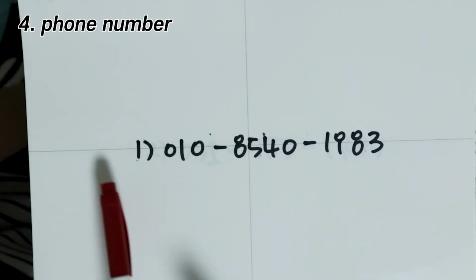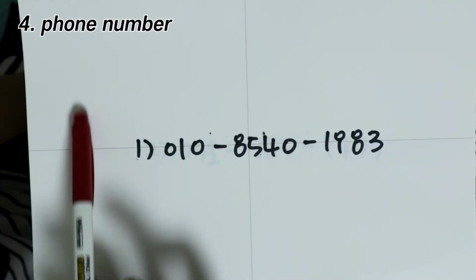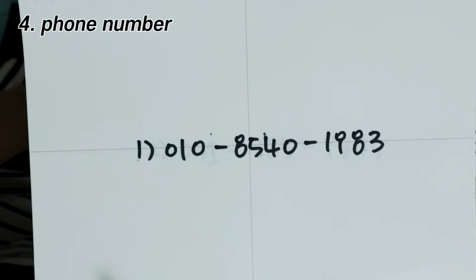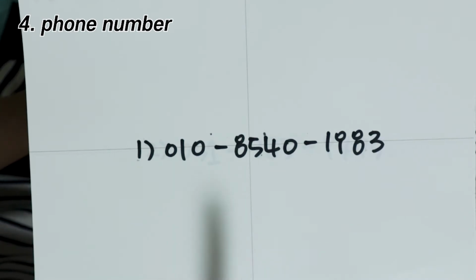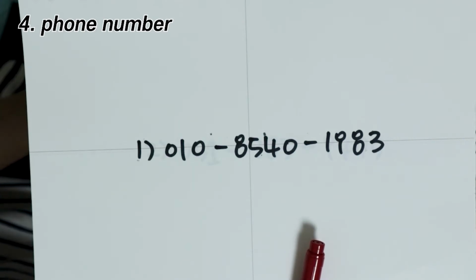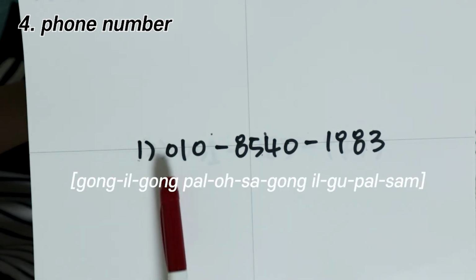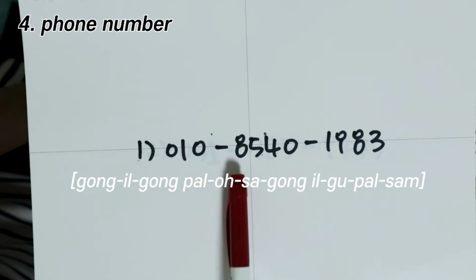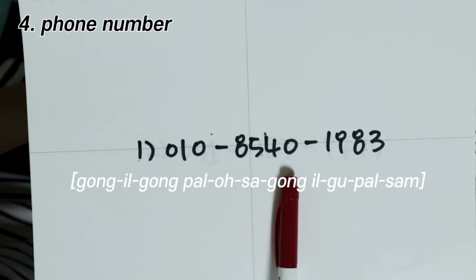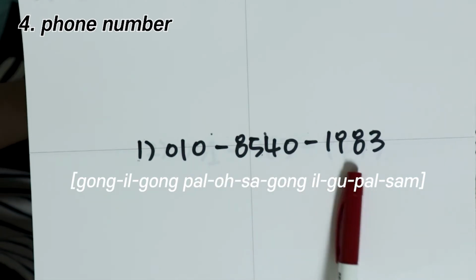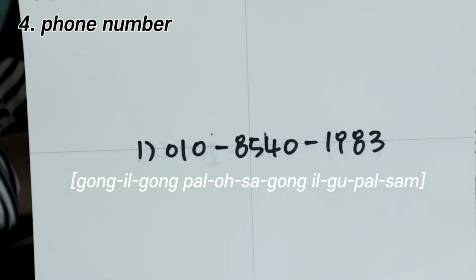So the first question is this one. Can you say this number? I will give you 3 seconds again. 3, 2, 1. Maybe 3 more seconds because this is so long. Okay. 3, 2, 1. The answer is 010-8540-1983.